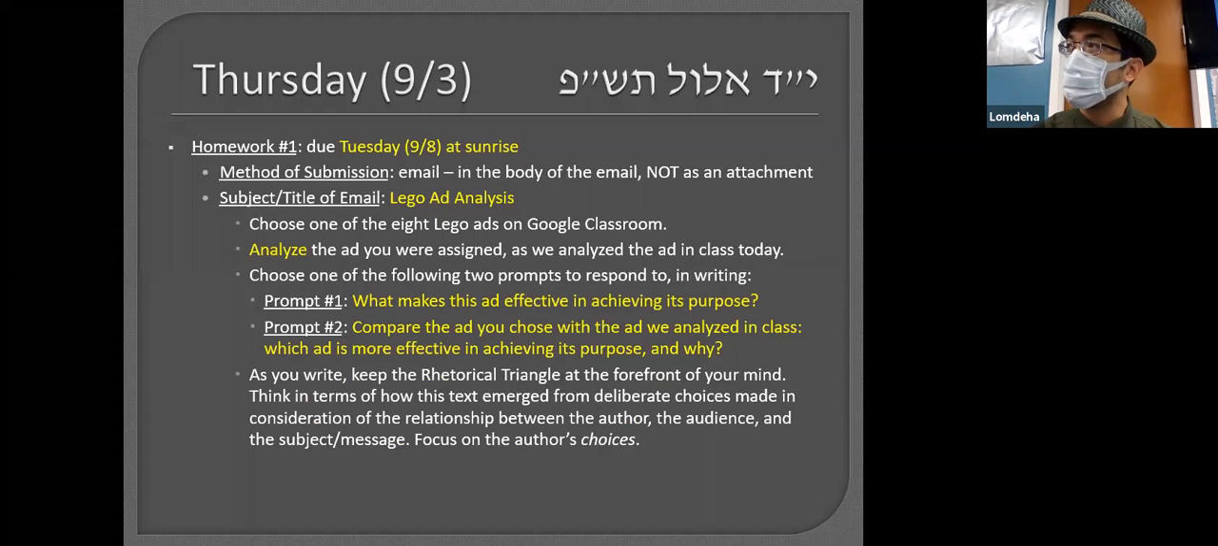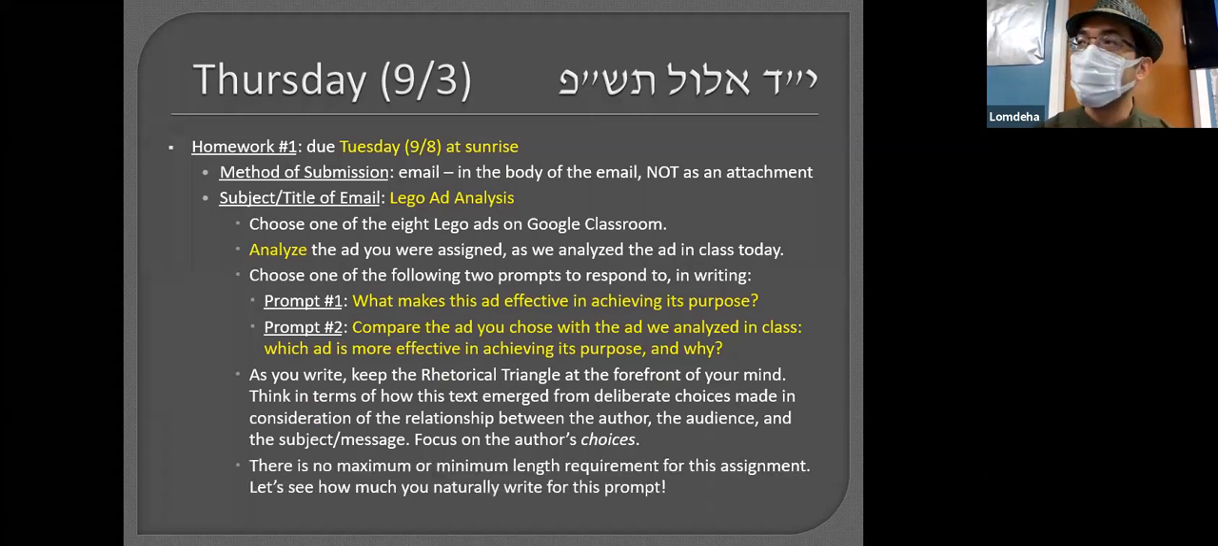As you write, keep the rhetorical triangle in mind. Think about how this ad emerged from choices made by the interactions between the rhetor, the audience, and the subject, and focus on choices. Why did the author do this? What were they trying to achieve? And for this one, there's going to be no minimum or maximum length. I just want to see what you write.